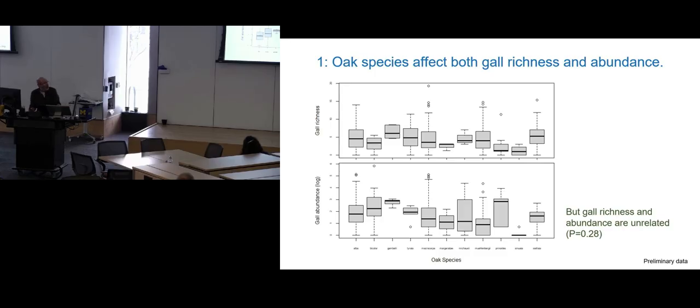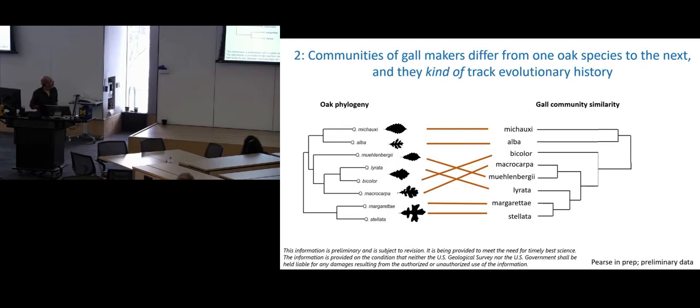More interestingly, though, when you actually look at the gall wasp communities, here's a clustering diagram of gall community similarity, where the proximity of two individuals on this tree just reflects the similarity of the gall wasp communities. That fairly closely tracks oak evolutionary history. This tells us that the similarity of two oaks in evolutionary space influences the similarity of their gall wasp communities. Okay, so that's the galls.